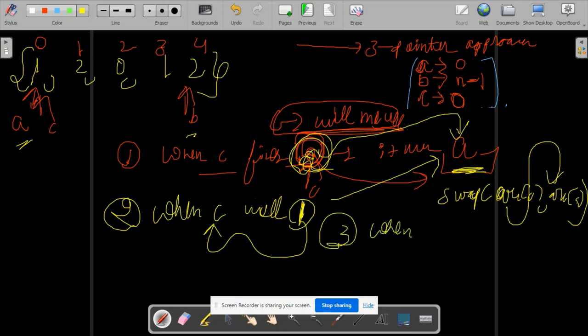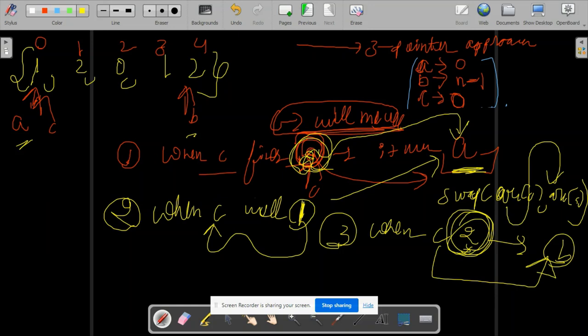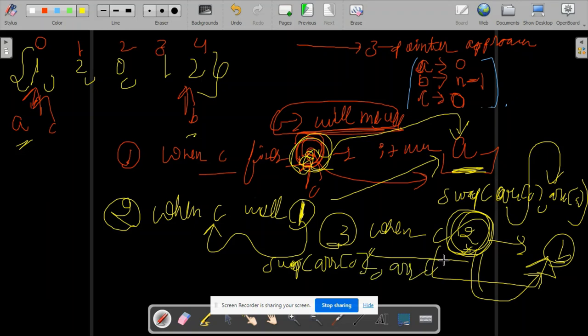Third situation, when C finds a 2, it will call, hey B, I found a 2 and I came to know that you are taking care of all the 2s. B will say, yeah, give that 2 to me. Yes, I am taking care of all the 2s, keeping them together at one place. So we will swap whatever value is at C with whatever value is at B. Because C's value is 2, it is swapped with B's value and B is at the last, so 2 will be shifted to the last, right? Okay, so just keep in mind these three scenarios and let us proceed further towards the algorithm.